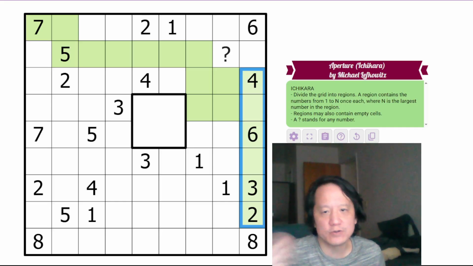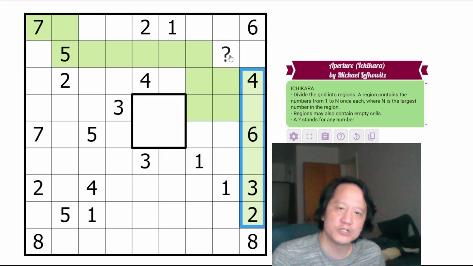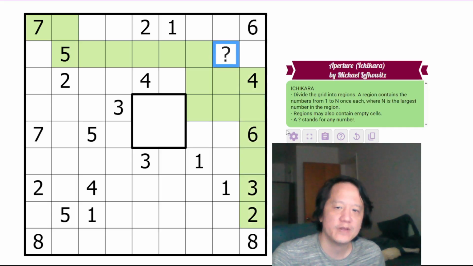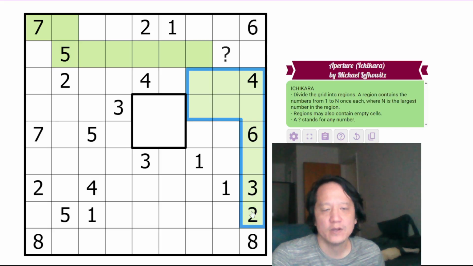And those are all the rules. Again, a question mark can stand for any number, and regions may also contain empty cells. So that's why this can work here. Anyways, those are all the rules.